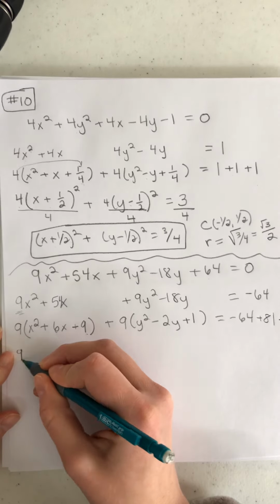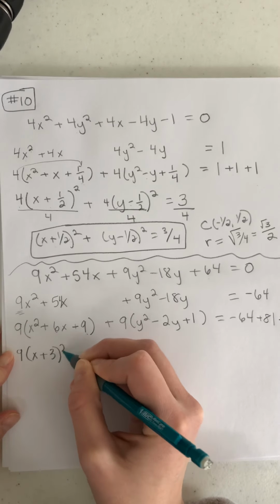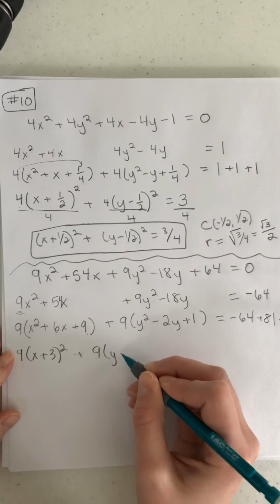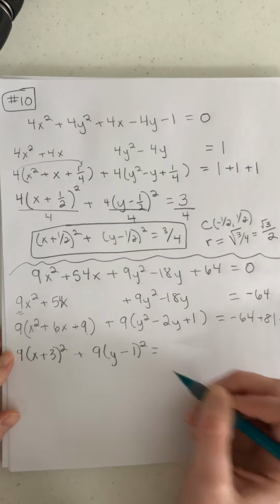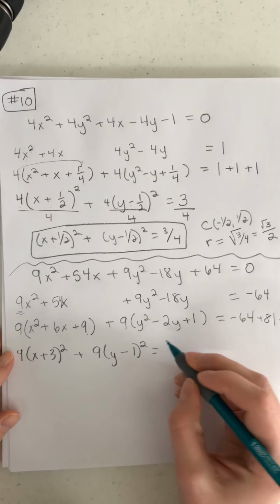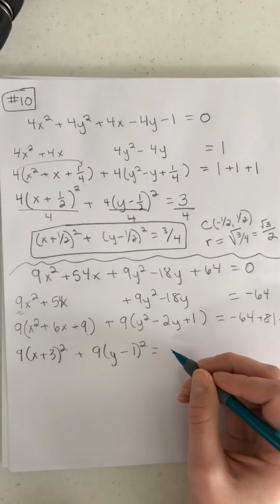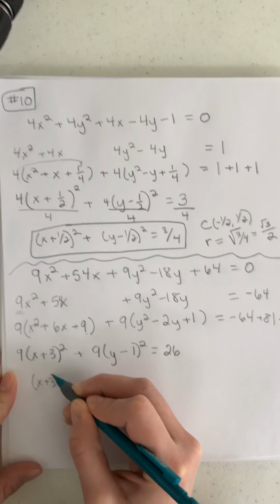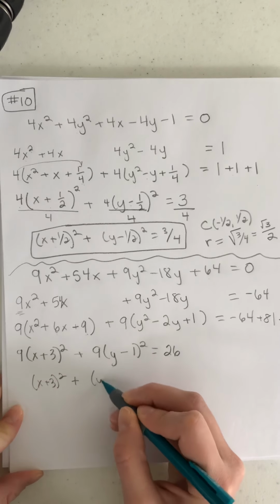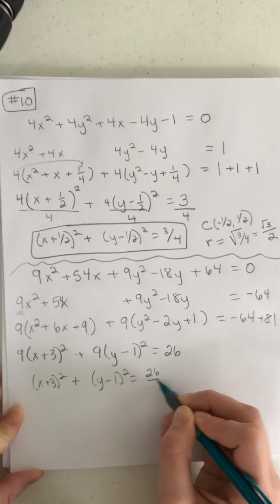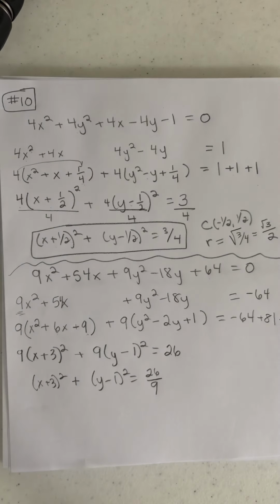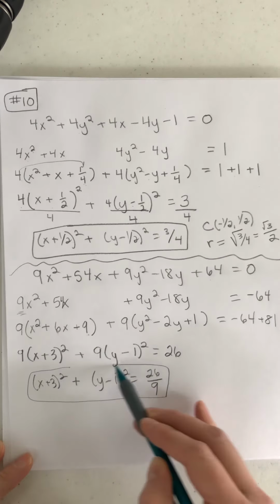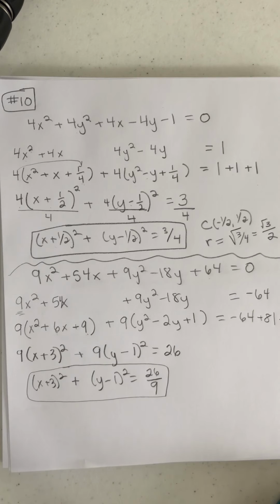And I have 9 times x plus 3 squared plus 9 times y minus 1 squared equals, it's 90 minus 64, 90 minus 64 is 26. Oh, that is not perfect. That is okay though. I'm going to divide by 9. And I get that for my equation. Not a pretty equation, but a circle equation nonetheless.